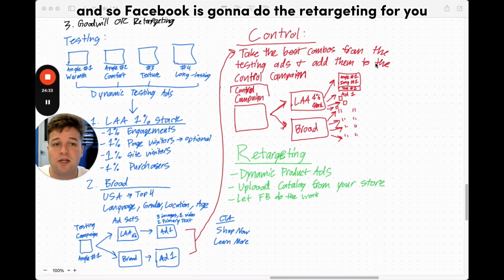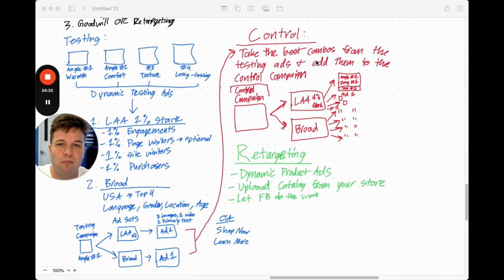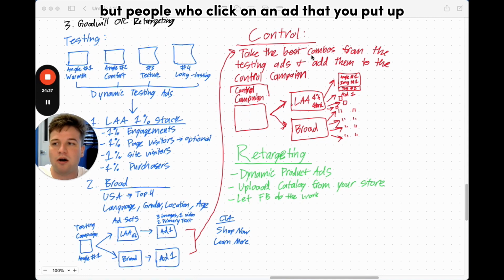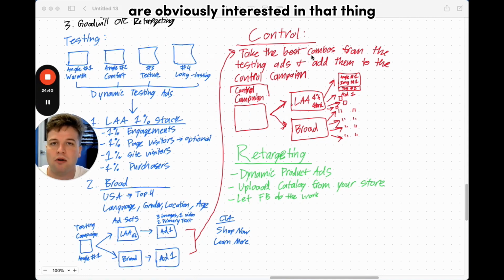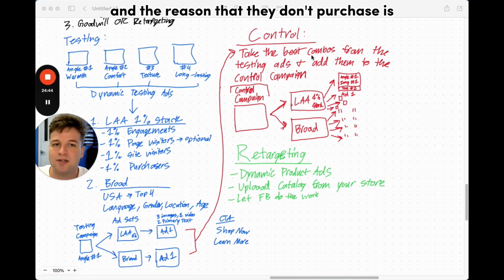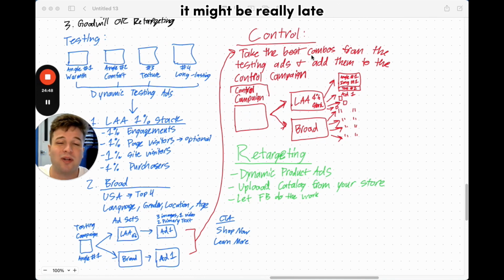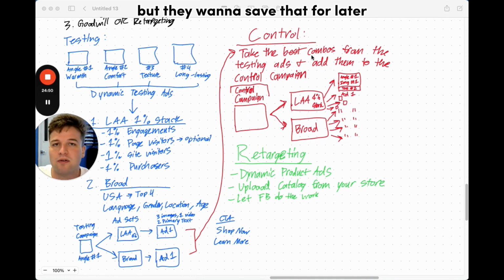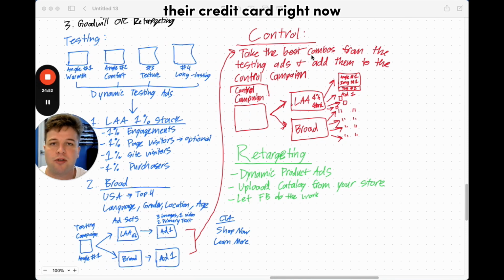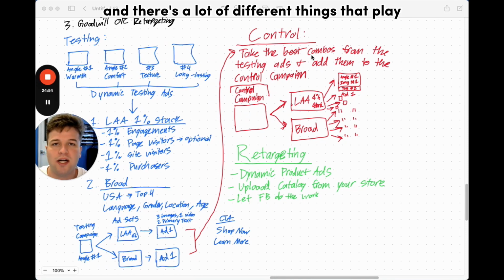And so Facebook is going to do the retargeting for you on the control. But people who click on an ad that you put up are obviously interested in that thing. And the reason that they don't purchase is either they aren't sold at the moment, or they aren't in front of their credit card. It might be really late. They're scrolling, but they want to save that for later. They're in the car. They can't pull out their credit card right now. And there's a lot of different things that play in.